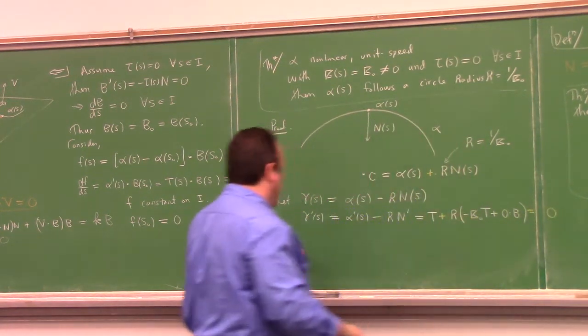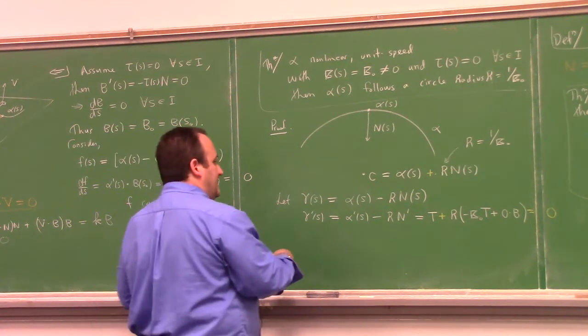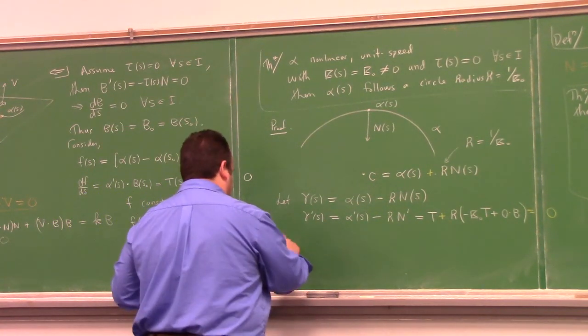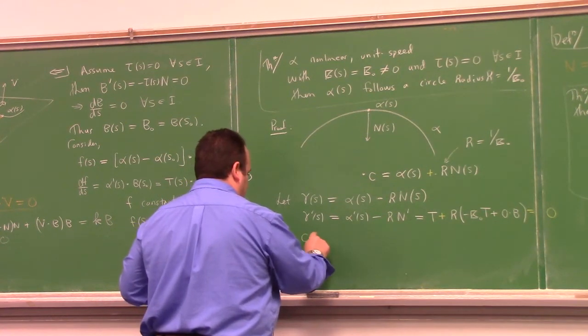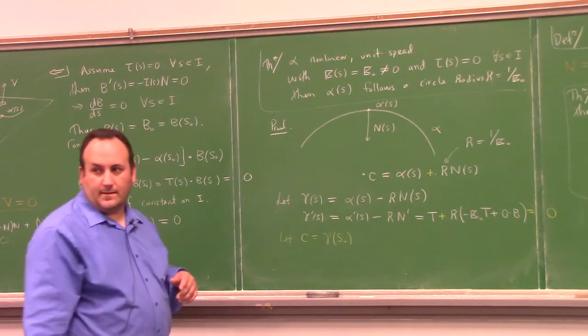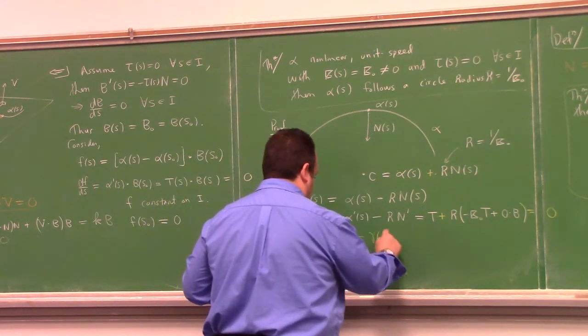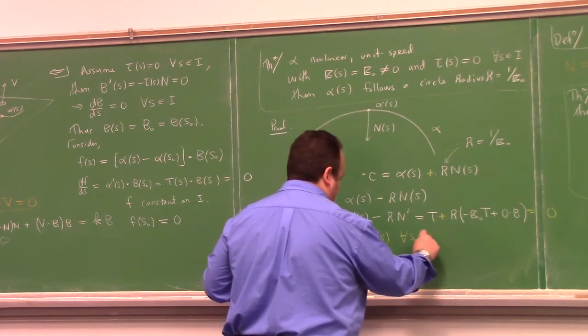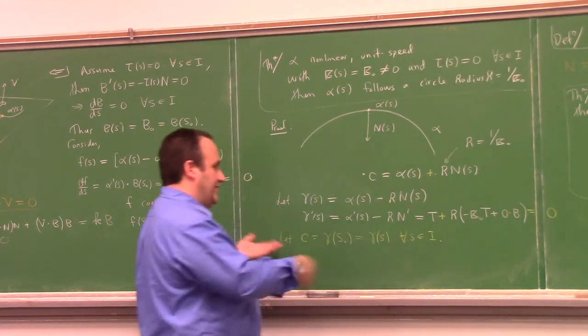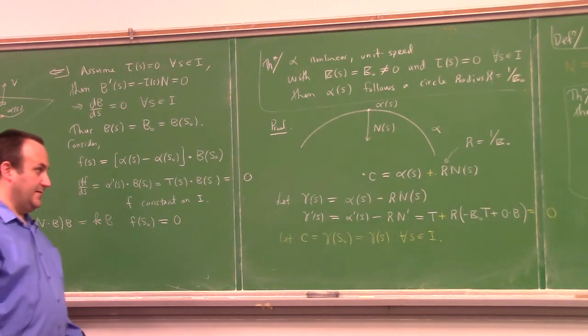So this is 0, which means that the curve gamma is constant, right? So let C equal gamma of s naught. Well, that's equal to gamma of s for all s in I, because the derivative of gamma is 0, right? So whatever it is at s naught, it stays that. We might as well call that point C to connect with my discussion, right?